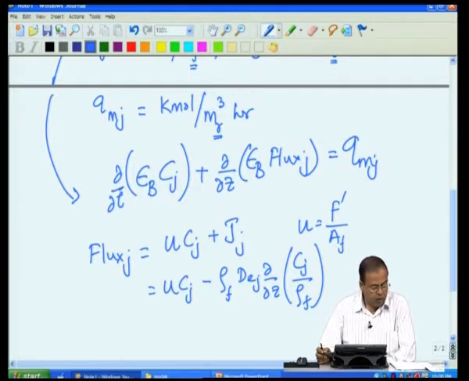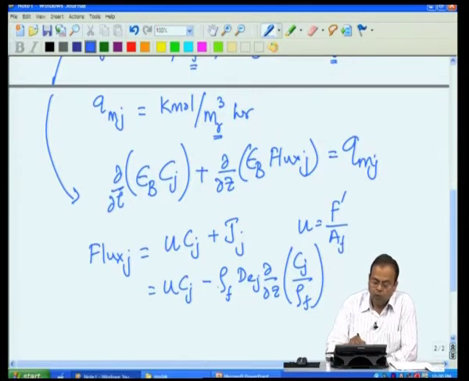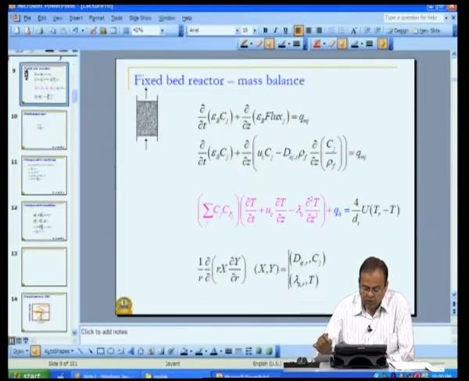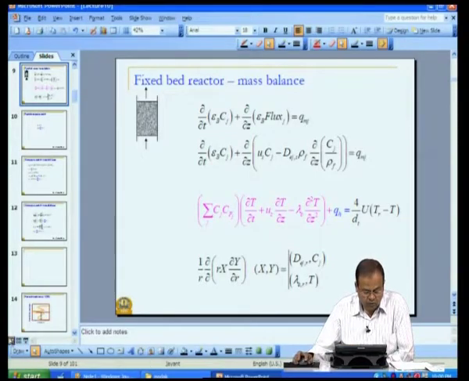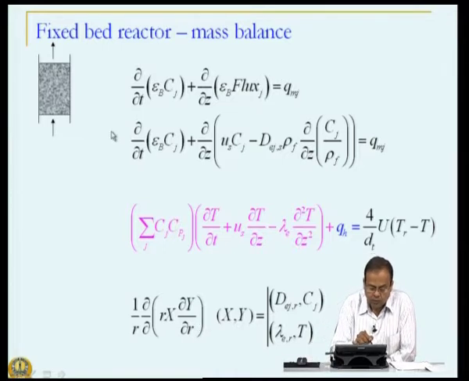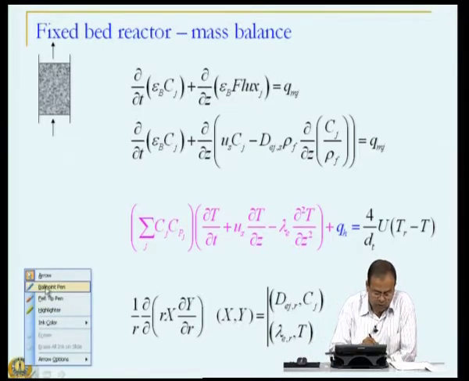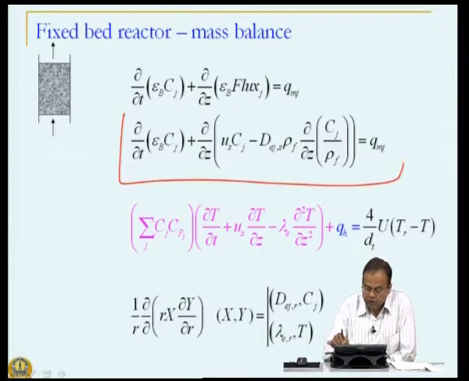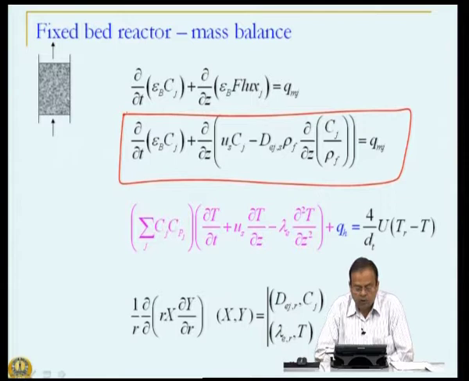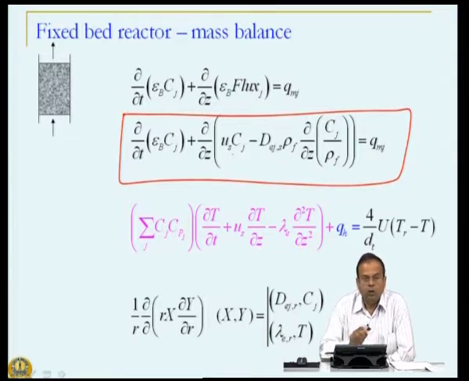So, now if we put all these things together, we get our mass balance equation. That mass balance equation now takes the form of this particular equation, which we just now derived, denoting the flux, the accumulation and the generation.